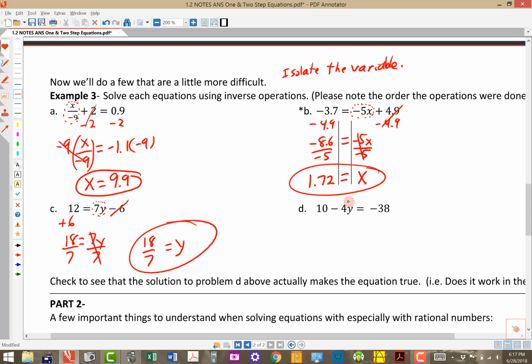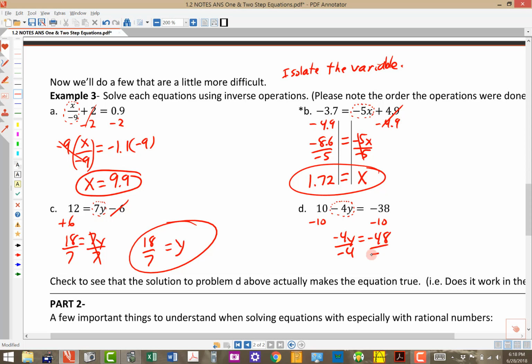Here's the variable term right here, and I am going to circle the negative in front of the 4y also, because that's the coefficient on there. It's negative 4 times y. So we're going to get rid of the 10 by subtracting 10. So this is going to be negative 4y. Over on this side we have negative 38 minus 10. Again, same sign, we find the sum. So this is going to be 48, and we keep the same sign. You can double check that on your calculator if you'd like to.